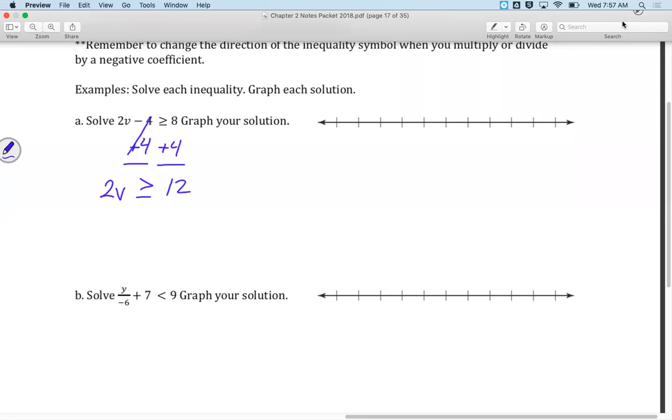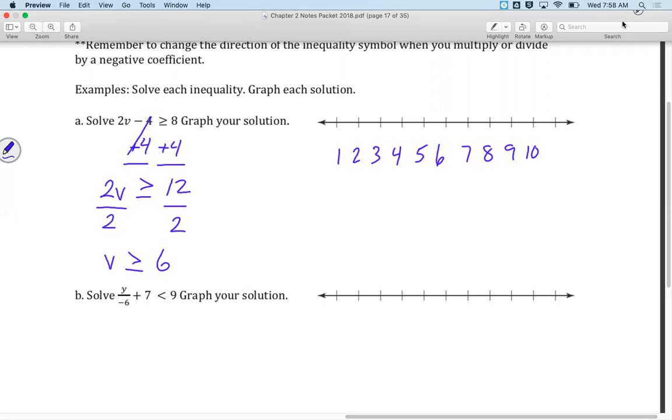Now, to get rid of the times 2, I divide by 2. Notice I'm dividing by a positive number, so I don't have to flip my sign. So I have v is greater than or equal to 6. So I come over to my number line, okay? And I like putting 6 in the middle. If you don't like doing that, that's fine. I put some numbers to the right. I put some numbers to the left.